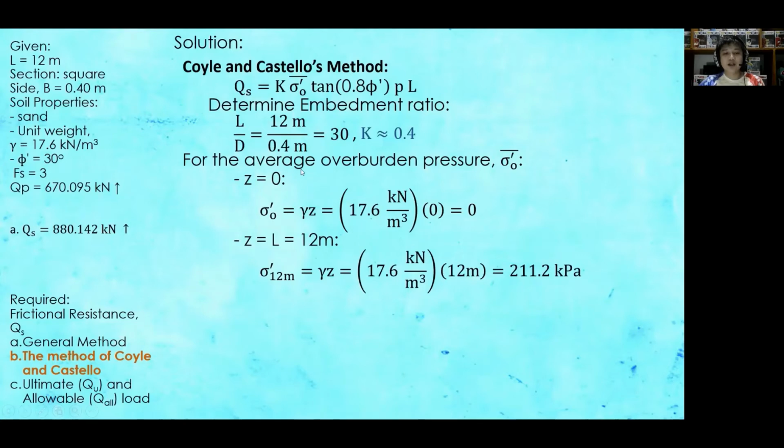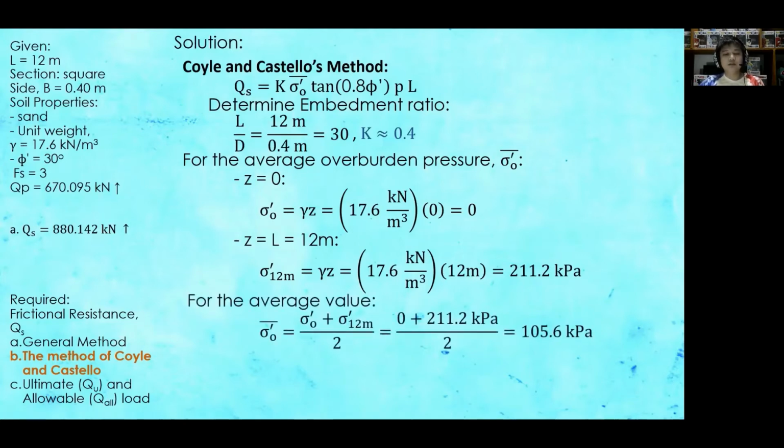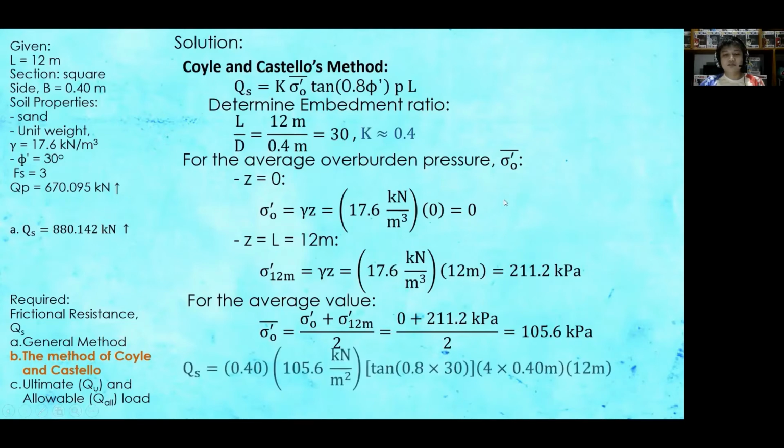Again, for this average overburden pressure, it is from extreme ends. So for the average value, sigma O prime bar is equal to sigma sub O prime plus sigma sub 12 meters prime, or that is the average of 0 and 211.2 kilopascals. And the average, therefore, is 105.6 kilopascals.